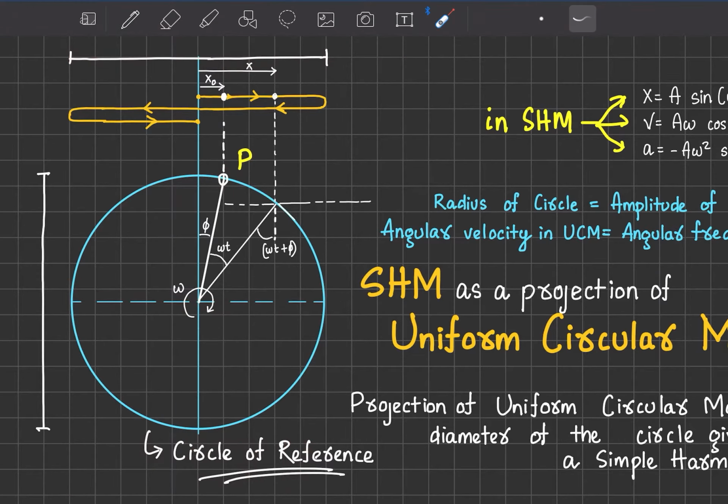Let's say when we started observing at t equals 0, the point P was here, so its shadow must be forming somewhere here, right? The point is moving with uniform angular velocity omega. After time t, the angle covered by the point is omega t. At this new position, its shadow will be here.